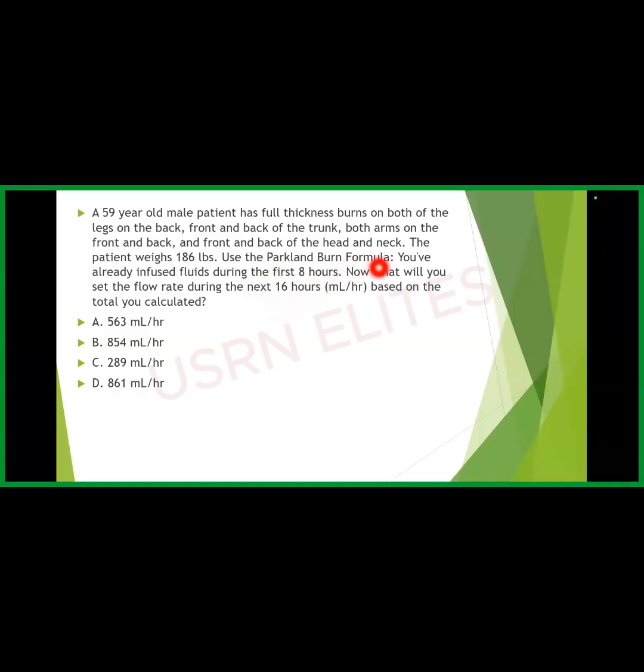I mean, the half of it. We've given half of it in the 8 hours, and the rest of the half will go for 16 hours. Okay, so that is the answer we will look for in this option, right?